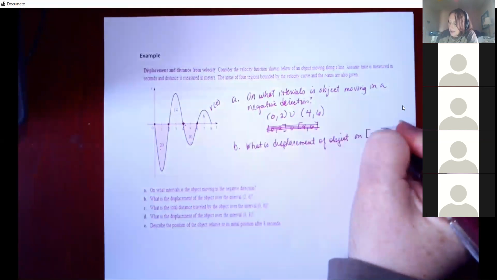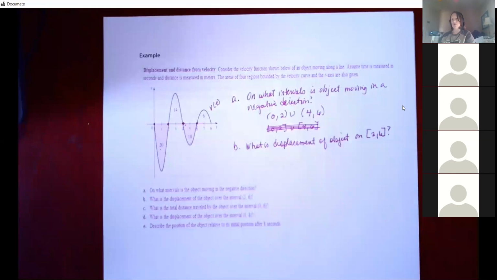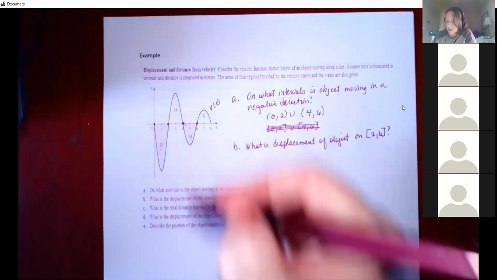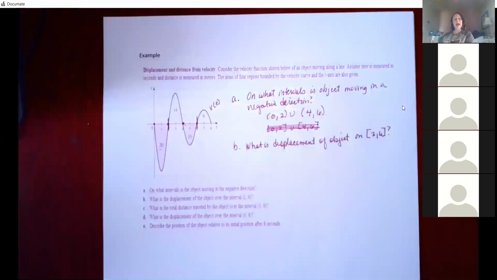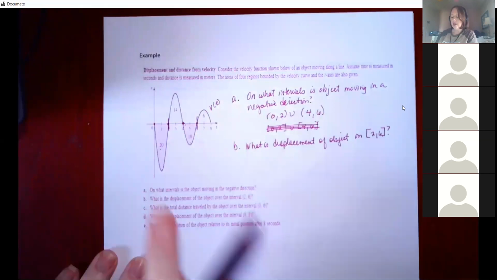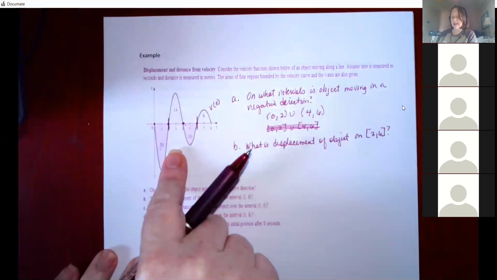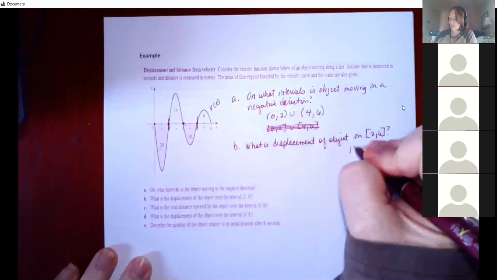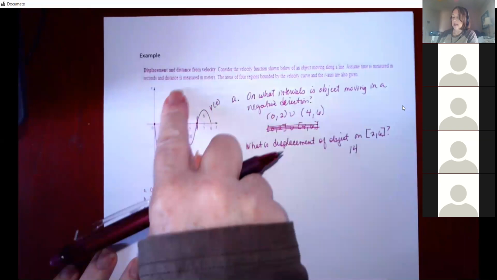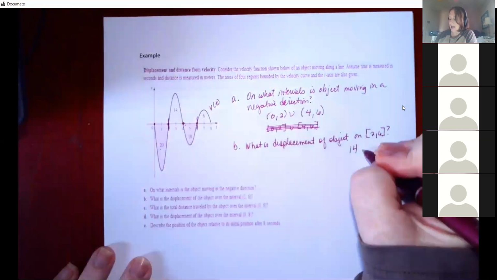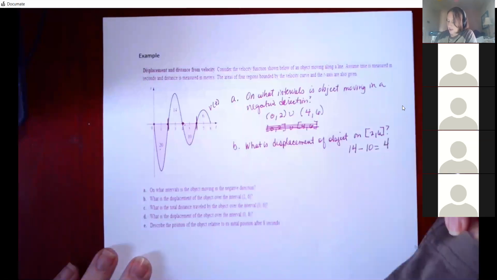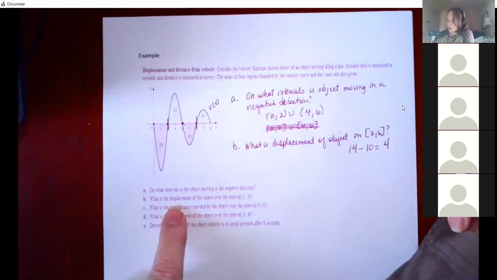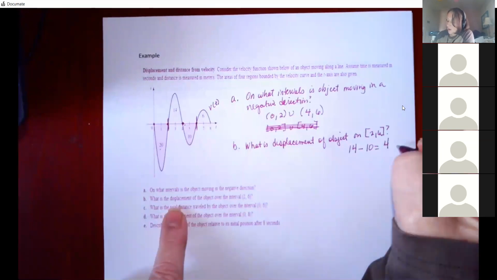Now remember, displacement is just the definite integral from 2 to 6. So we're going from here to here. And since they didn't give me the actual definition of this velocity curve, they just showed me the graph, we're talking about the net area between 2 and 6. So that would be 14 positive, because that's where it's above the t-axis, and then minus 10 for the area below. So we would get 14 minus 10, pardon me, is 4 meters.